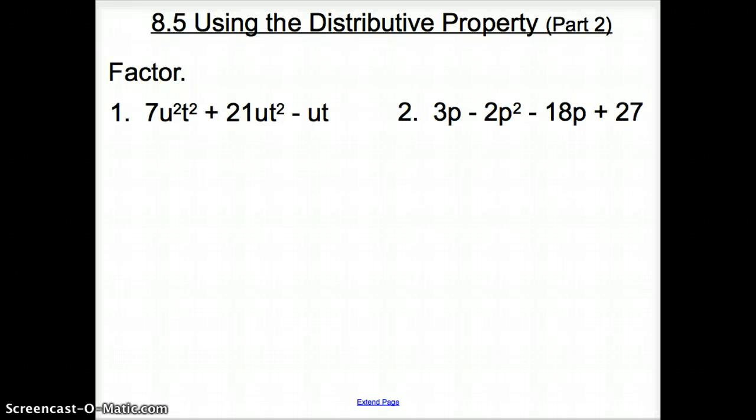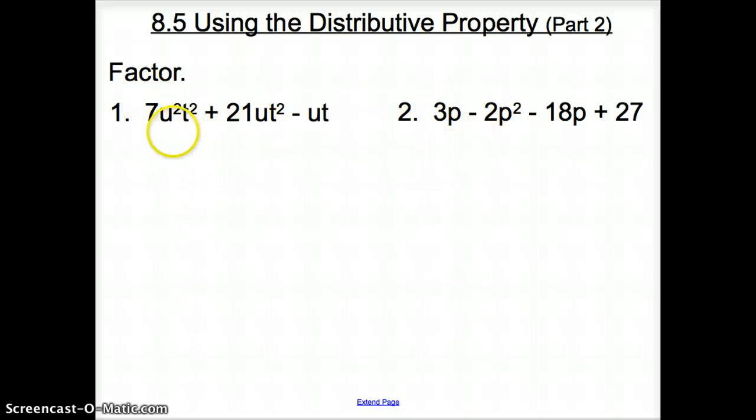Welcome, ladies and gentlemen, to the second part of section 8.5, using the distributive property. We're going to begin today's video with two review problems from the last video. So we're going to start with number one, and we're asked to factor both of these problems.